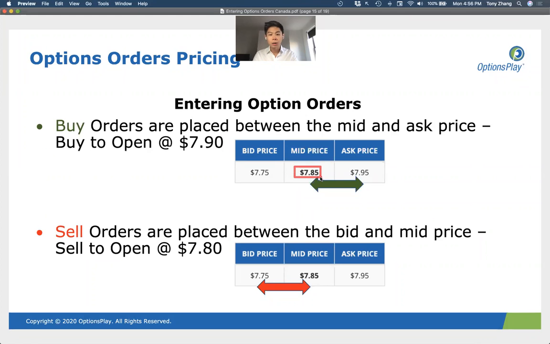Now, if you place your order at the midpoint and it just sits there for a few minutes and doesn't move, that's when you want to start paying a little bit more and seeing how close you can get to the midpoint without going all the way to the asking point. So, if these were penny names, I would place my order at something like $7.87. If, let's say, at $7.85 it doesn't get filled, I'll move it a penny at a time, $7.88, $7.89, until I get filled.